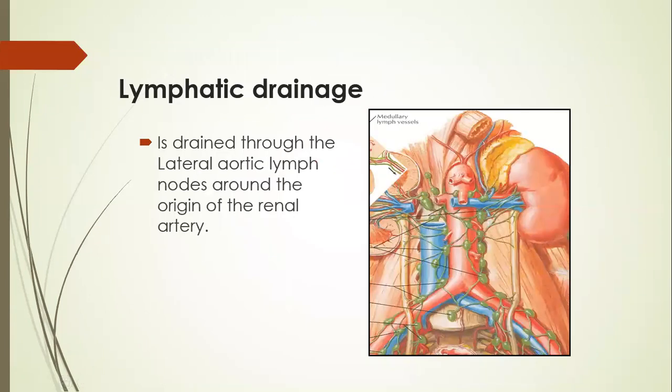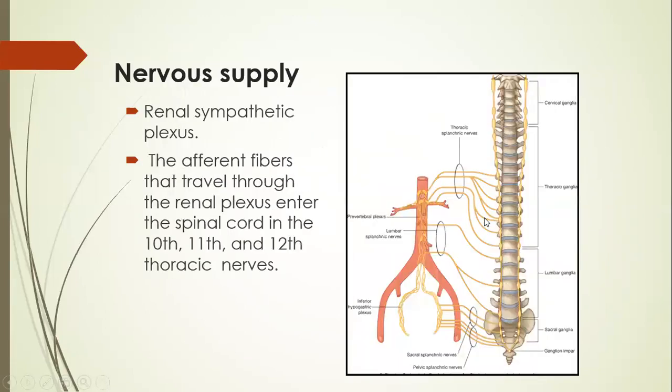Now coming to the lymphatic drainage. Lymphatic drainage is through the lateral aortic group of lymph nodes. These are the group of lymph nodes which are lateral to the aorta. This is the aorta, and here you can see the kidney, and there are groups of lymph nodes on either side. So these are called the lateral aortic lymph nodes, around the origin of the renal artery. As you can see here, this is the renal artery on either side. Around that, there are groups of lymph nodes. So the kidney will be draining into these lateral aortic group of lymph nodes.